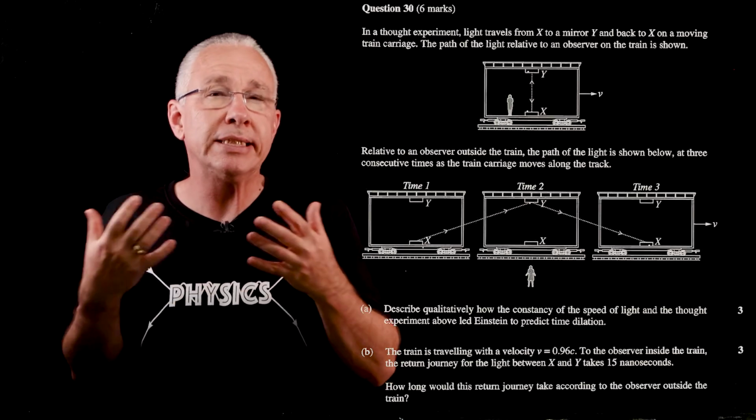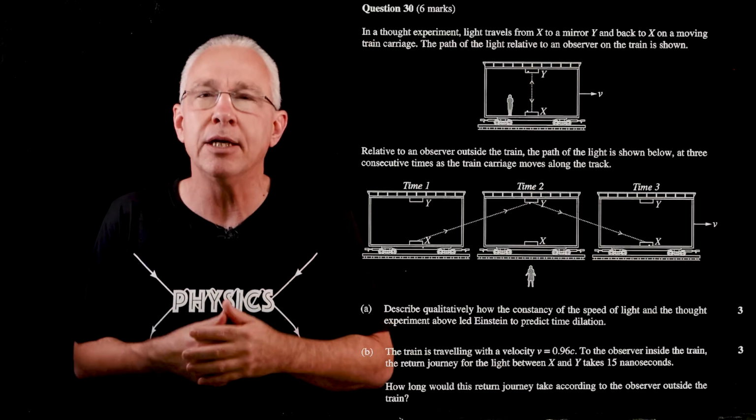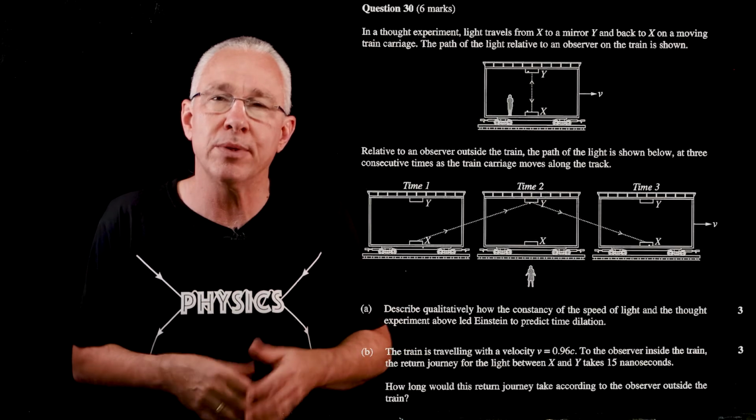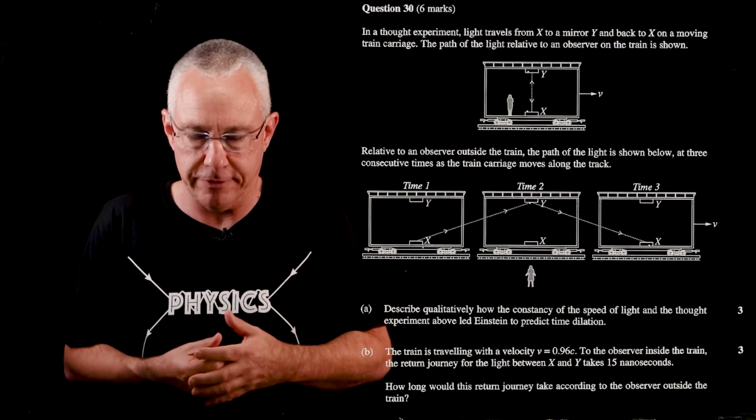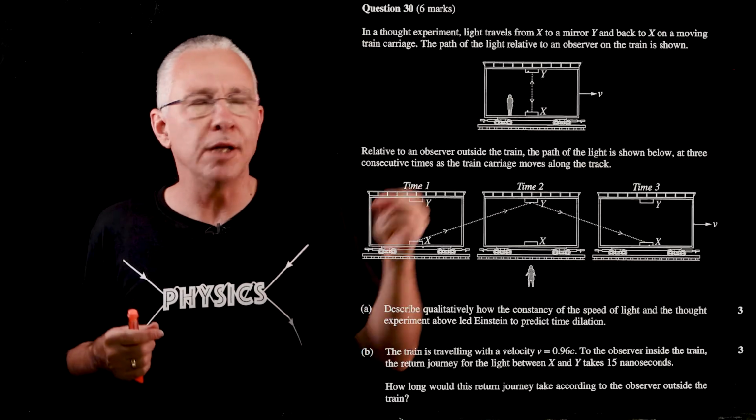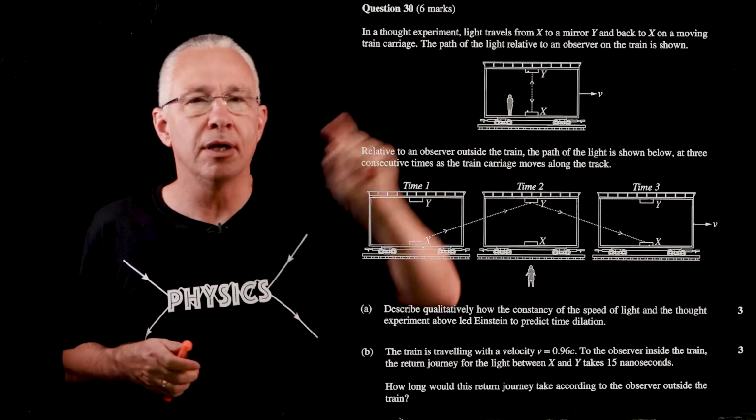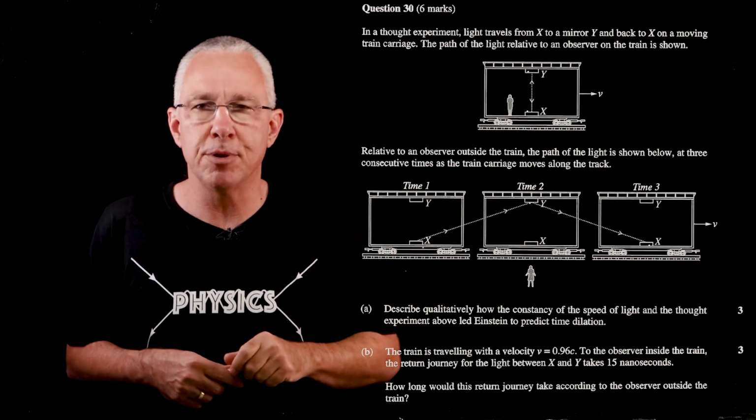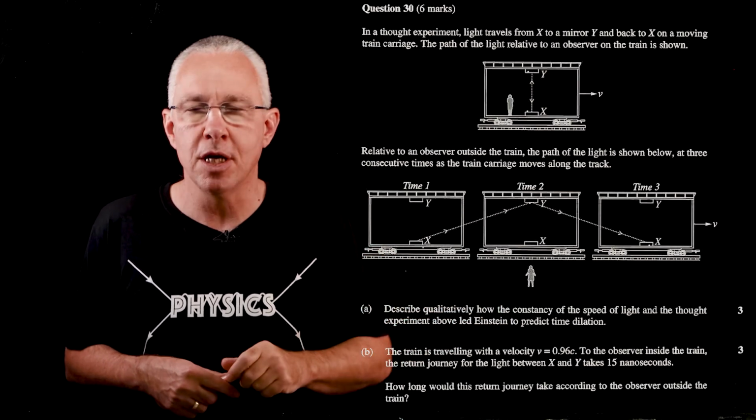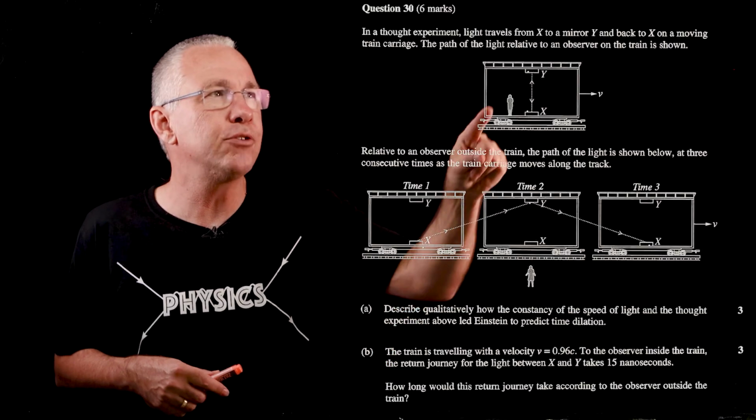In question 30, we're dealing with the concept of relativity, which is found in module 7, which is all about light. So it's the consequences of the constancy of the speed of light. Now, in this question, we're having one event. We have a light pulse moving up and down, and that's observed by the person on the train here, but that same pulse is observed by the person on the side of the track here. And you see two paths.